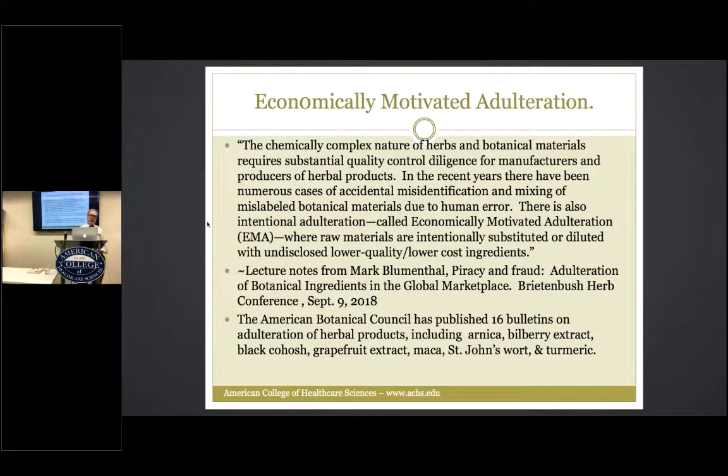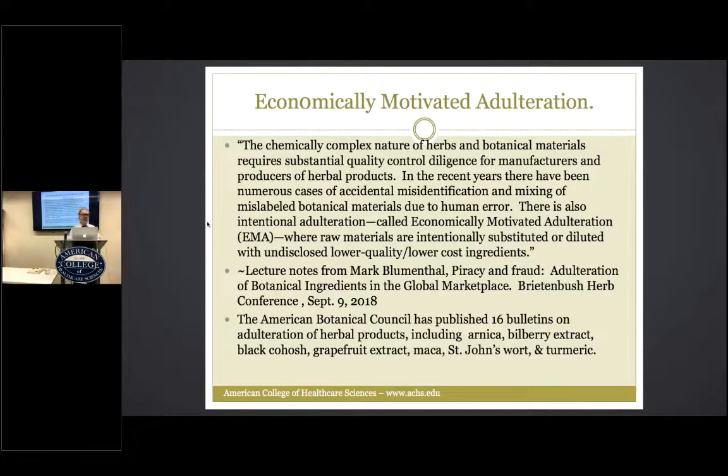But when you have such a high interest in herbs now, and herbs get trendy and the supply may not be enough to fulfill the demand, particularly with expensive herbs, producers may adulterate the herbs with something that is lower quality or lower cost ingredients.